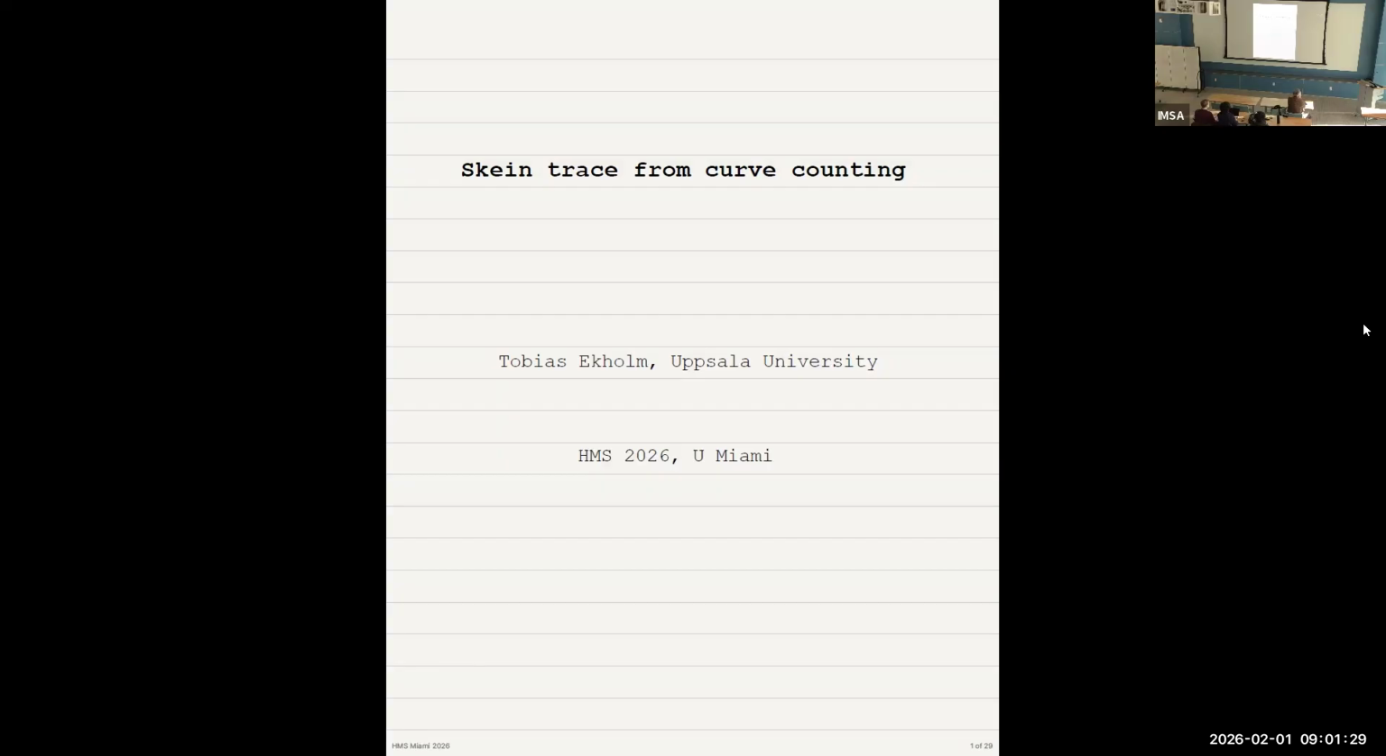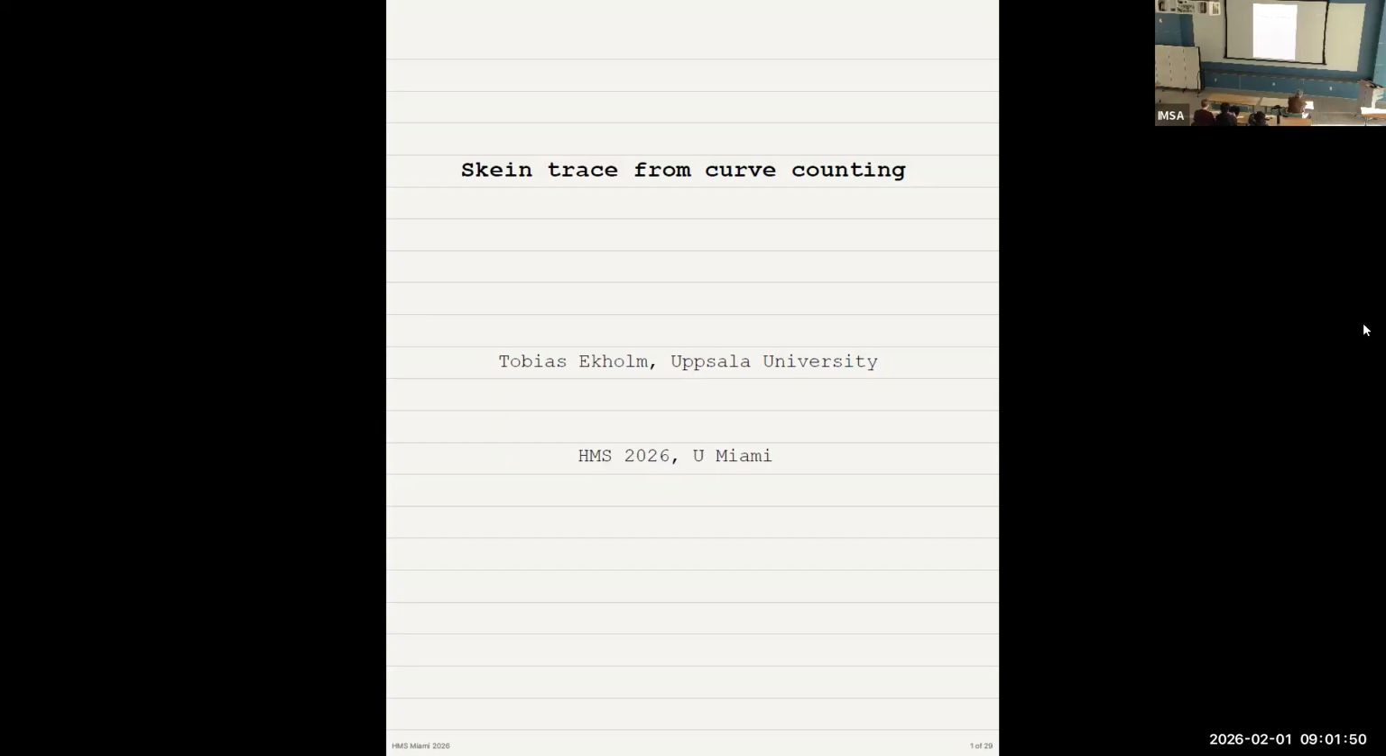And so I'm going to try to tell you some story about, in a sense, applications of something we have been doing for a couple of years by now, this Skein-valued holomorphic curve counting, and it gives a very enumerative, geometric, or string theoretic, if you want, view on what's known as Skein trace.